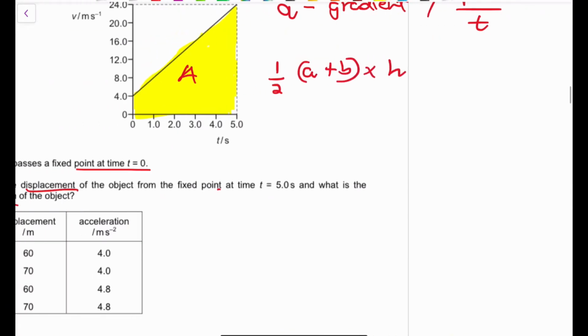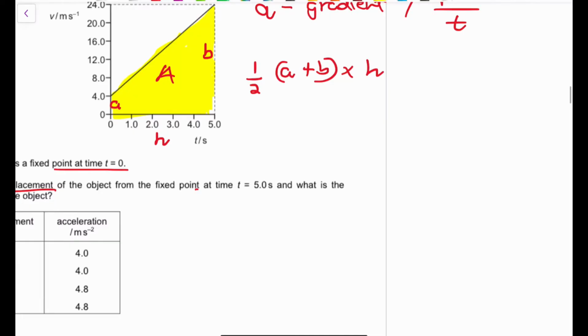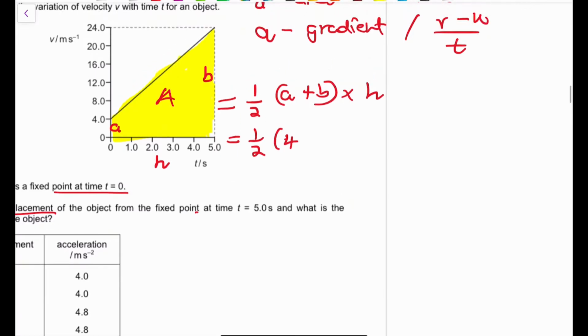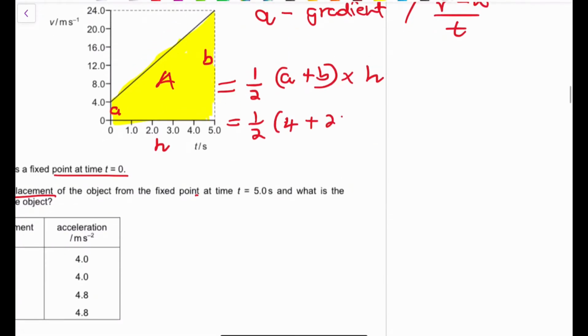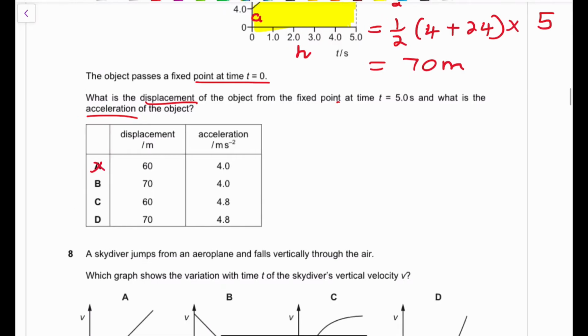What is going to be the value of a? It's going to be these two long sides. So let's assume this is b, this is going to be a, then this is going to be h, right? So the area is going to be 1/2 the value of a, which is 4, plus the value of b, which is 24, multiplied by the height, which is actually 5. You compute this, you're going to get an answer of 70 meters. So you're going to eliminate A and you're going to eliminate C. So you have a 50% chance of getting the correct answer.